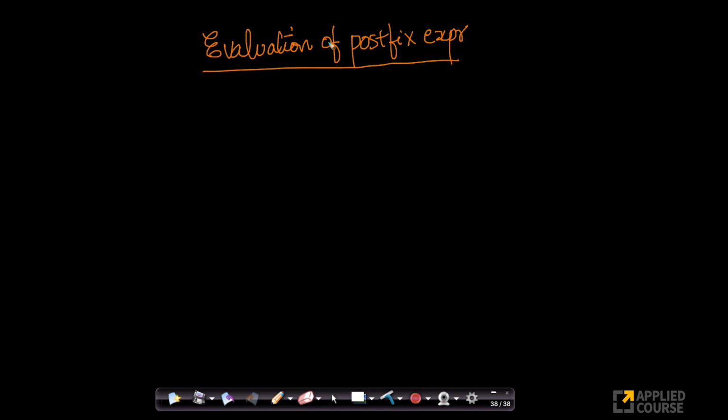Okay. Now let's see how to evaluate a postfix expression. Imagine I'm given a postfix expression like this. Let's say 2, 3, 4 star 6 star plus, right? How do you evaluate this whole postfix expression and obtain the final result? So let's go step by step and understand how this has to be done.